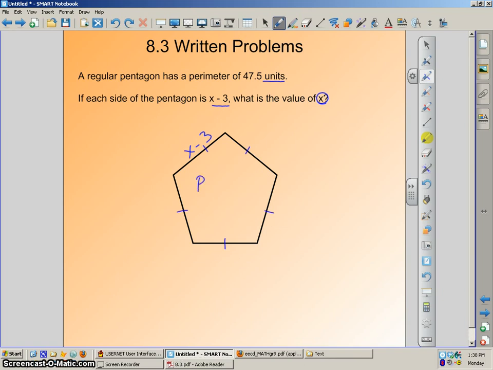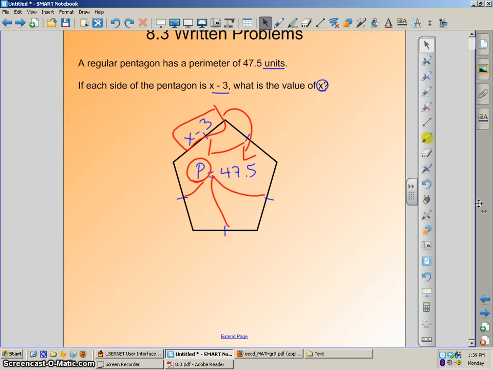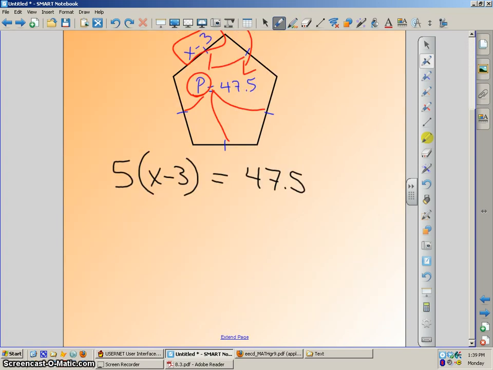So the perimeter is 47.5. Well, what makes up this perimeter? Well, the 5 sides build that perimeter, don't they? So 5 of those is worth 47.5. Well, let's make that our equation. 5 of those x minus 3s, and we put it in brackets, is worth 47.5. Now you could go x minus 3 plus x minus 3 plus x minus 3, but I mean that's kind of slow going.